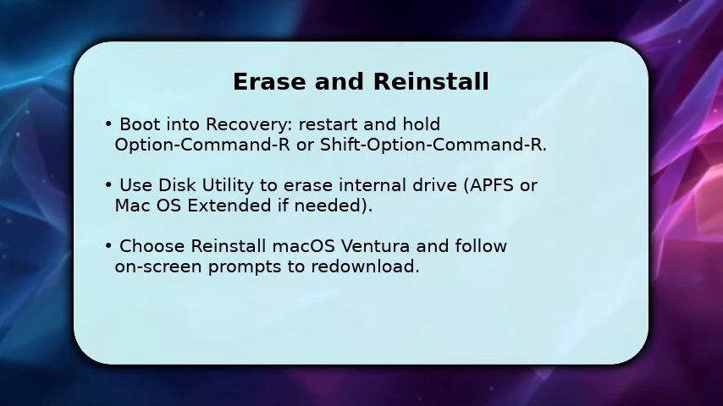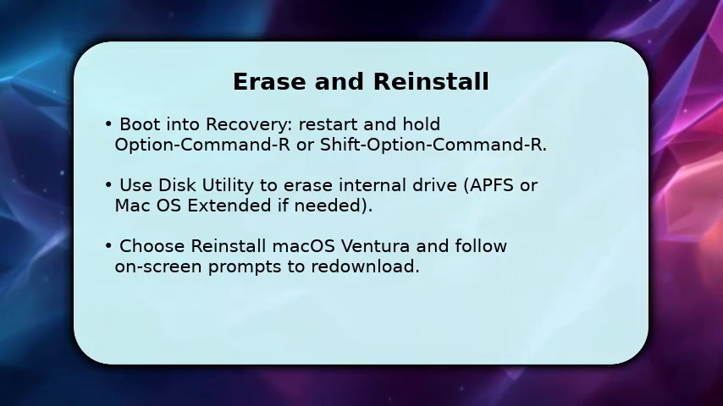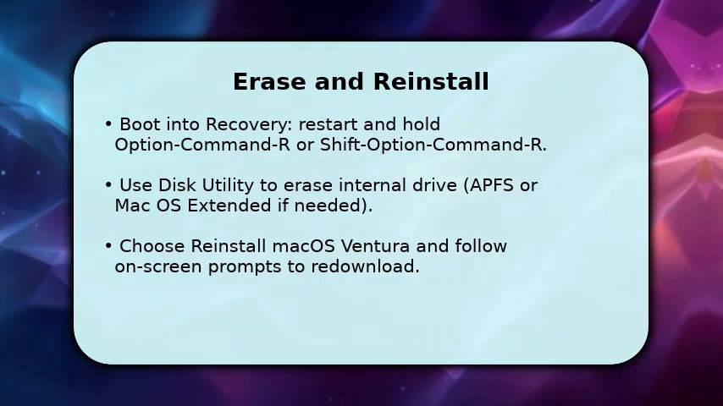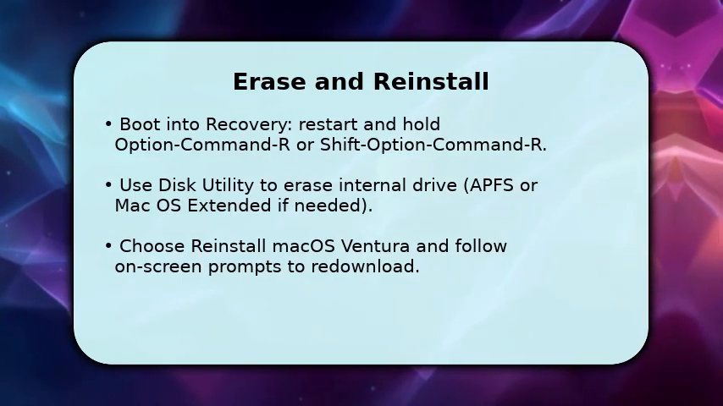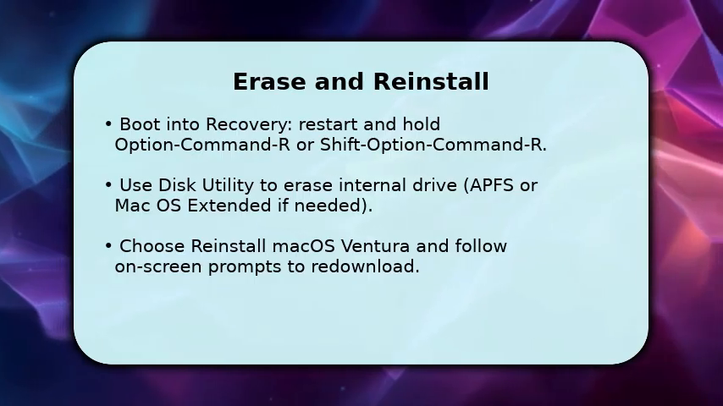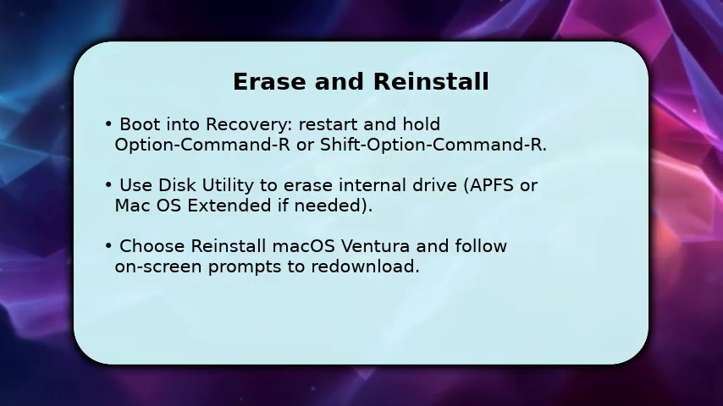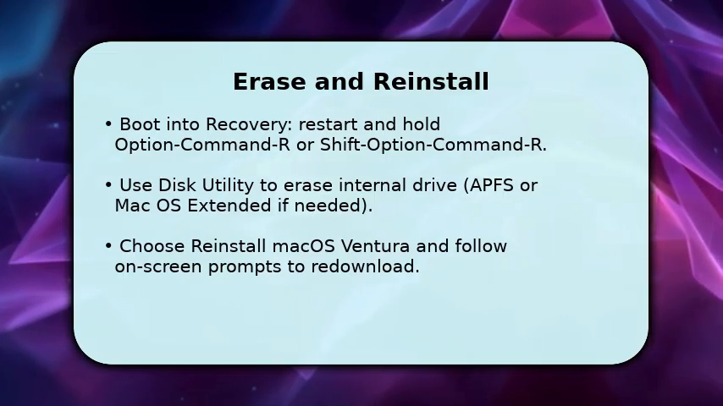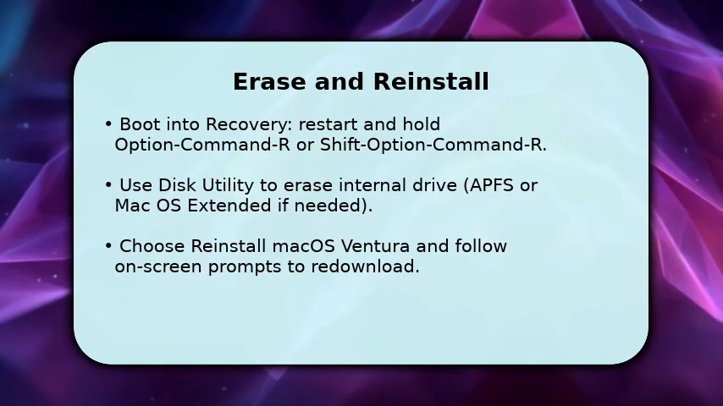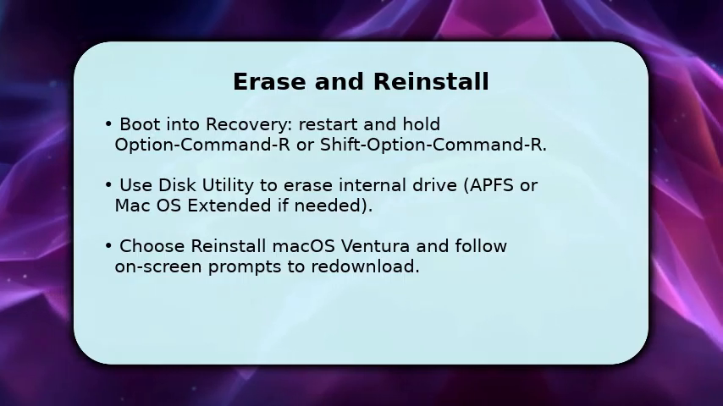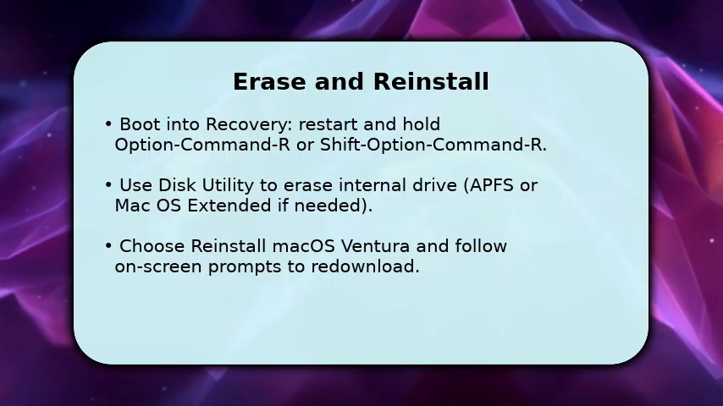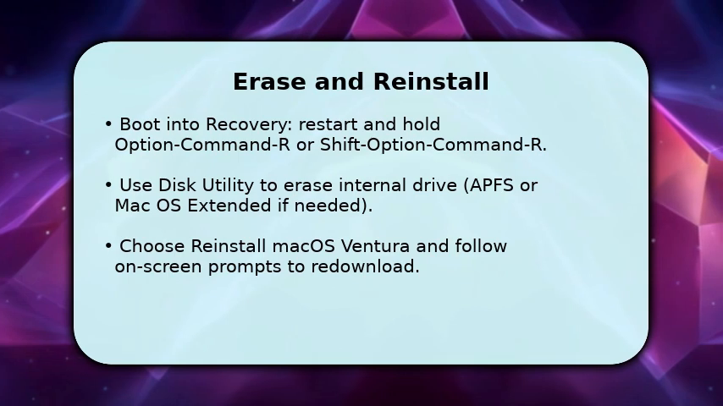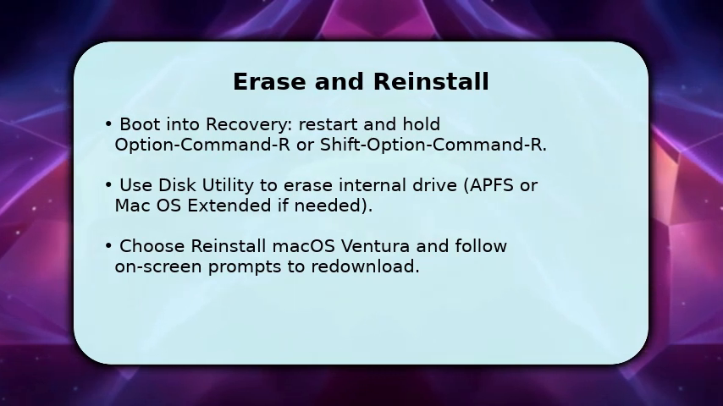Once in Recovery, open Disk Utility and show all devices so you can select the internal physical drive instead of just a volume. Erase using APFS for SSDs or Mac OS Extended for older drives, set GUID Partition Map, then confirm the erase. Close Disk Utility and choose Reinstall macOS Ventura. This will download the appropriate installer and install a fresh system. Make sure you remain connected to the internet and do not interrupt the power. The installation can take 20-60 minutes depending on your connection.